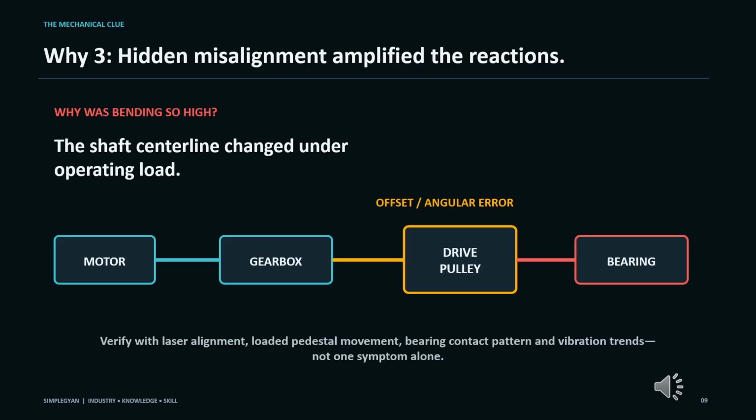Why was the bending stress abnormally high? In this case, the investigation points to misalignment that develops under operating load. Cold alignment after a shutdown can look acceptable while belt tension, temperature, and structural deflection shift the centerline in service. That shift changes bearing reactions and bends the shaft at its most vulnerable feature. Validate the hypothesis with laser alignment, loaded pedestal movement, bearing contact patterns, and vibration trends. No single vibration peak should be treated as proof by itself.